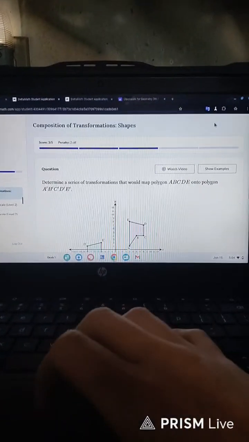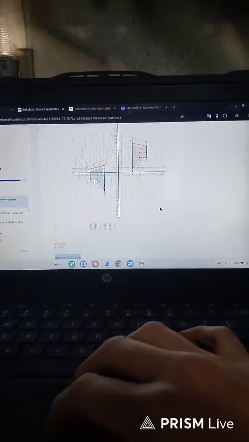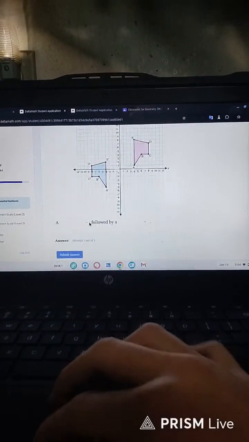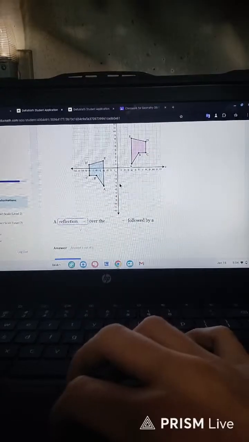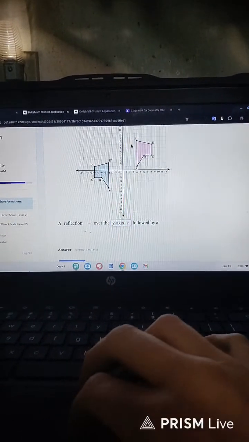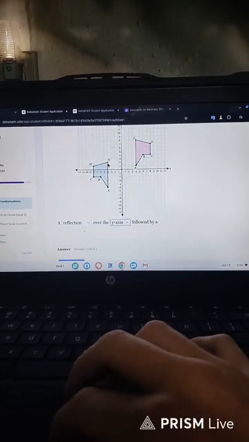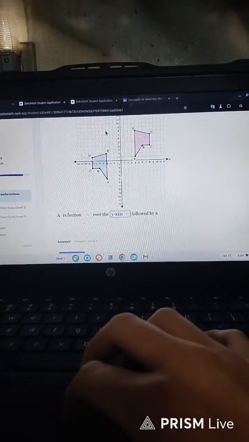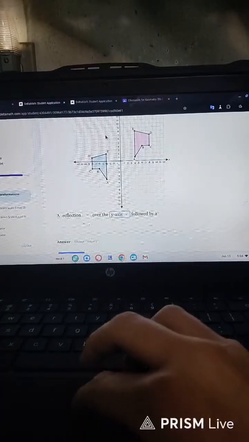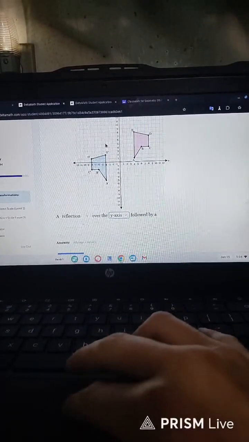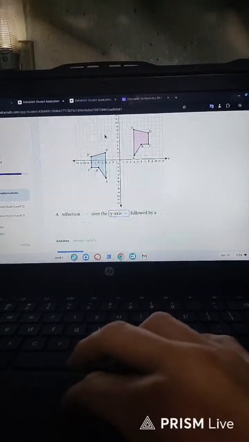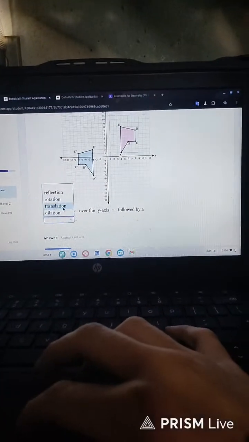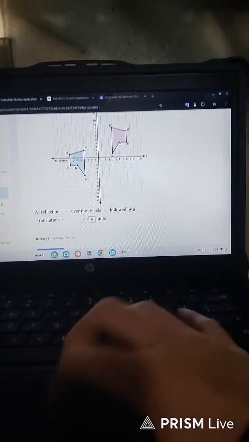Yep, that's correct. Oh, 9 people, nice. Alright, so E is here. We would have to do a reflection over the y-axis. And that would put us right there, yeah. So then we would just need to go. Alright, so it put us there. 1, 2, 3. Wait. 1, 2, 3, 4, 5, 6. 6 down. Translation down 6.